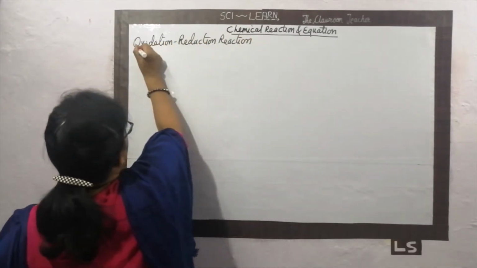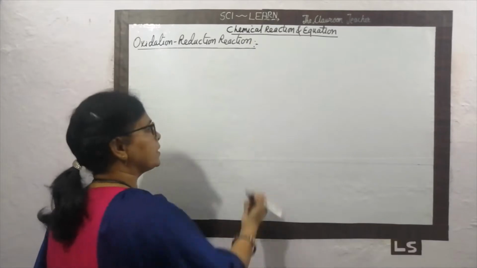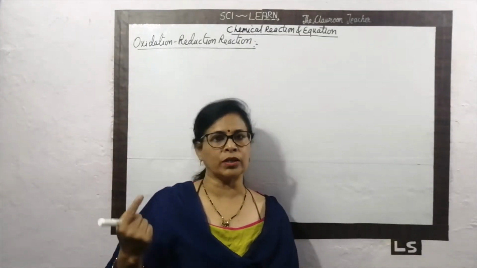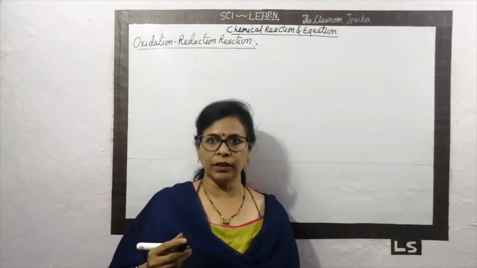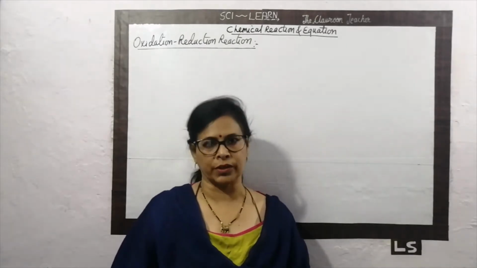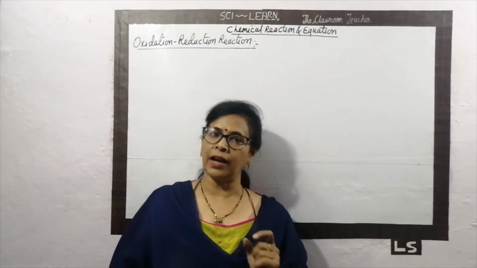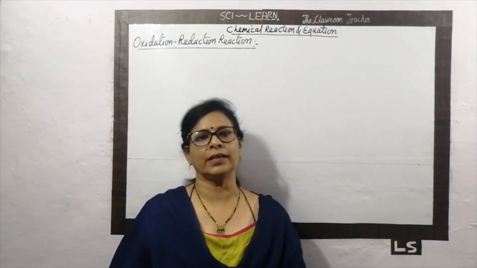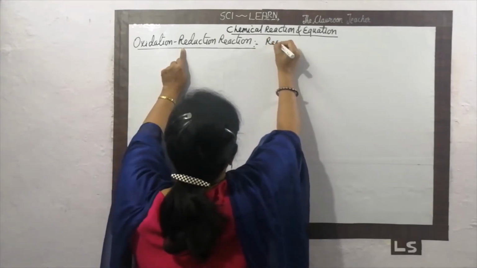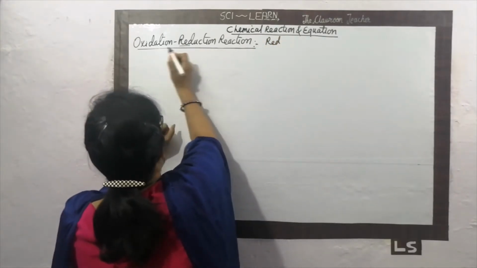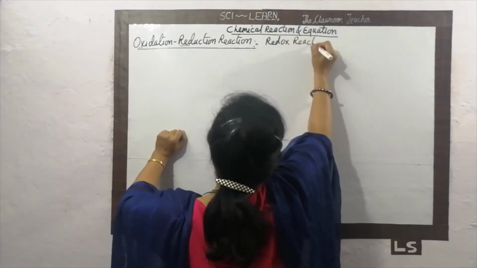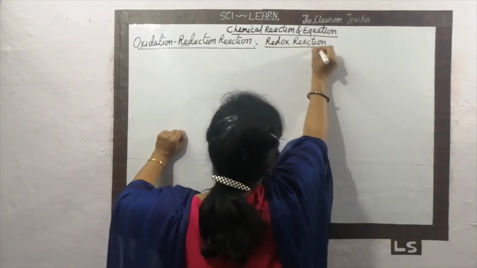It is very clear by the name that in this reaction two combinations are there. One is called oxidation and one is called reduction. Generally, the processes occur simultaneously in any chemical process. The oxidation and reduction reaction is also called a redox reaction: RED from reduction and OX from oxygen. So it is called redox reaction.